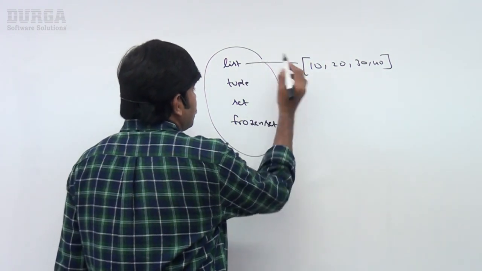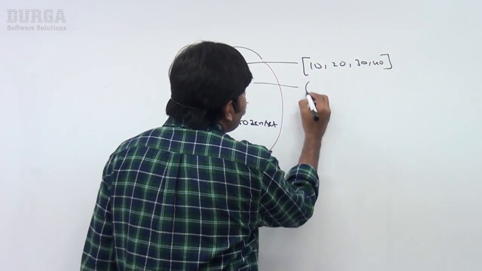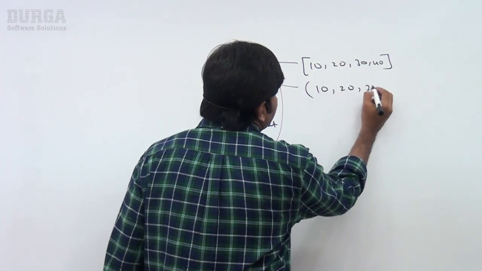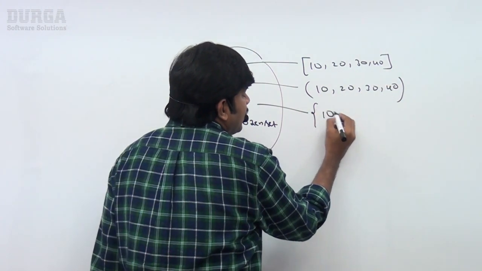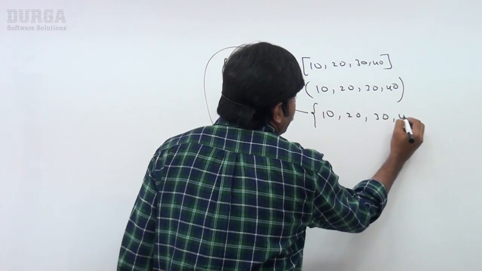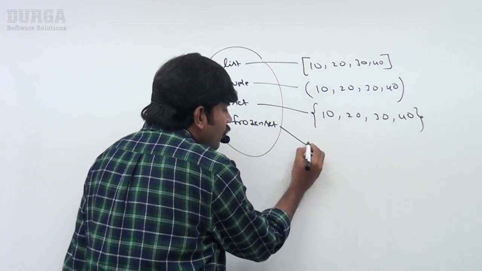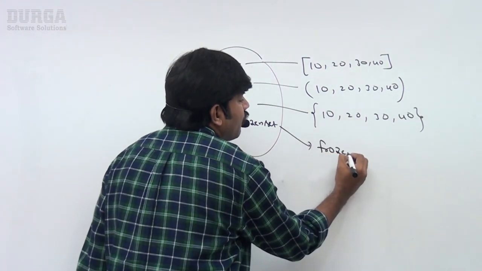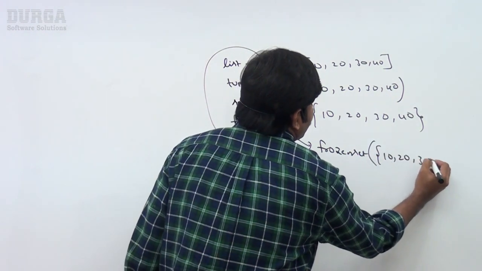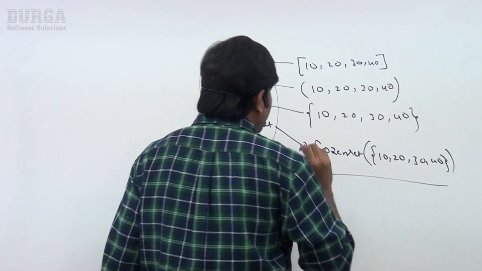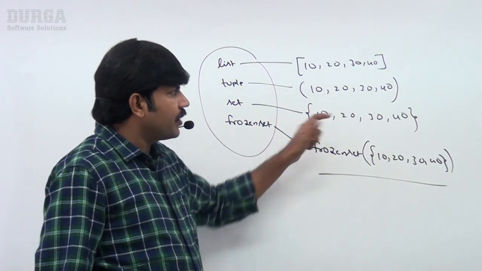It is the list, sir. If it is the tuple, 10, 20, 30, 40 in parenthesis. Next, if it is the set, 10, 20, 30, 40, like this, right? If it is the frozen set, internally how is it going to be represented, sir? Frozen set of 10, 20, 30, 40, like this it's going to be represented. If you print, this is the style we are going to get.